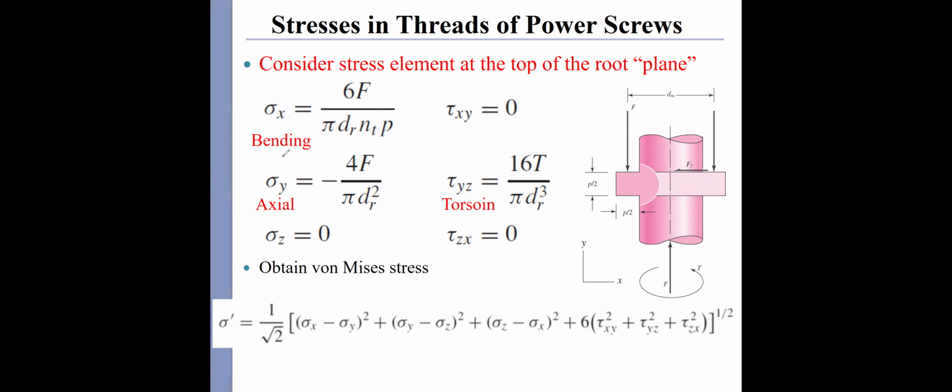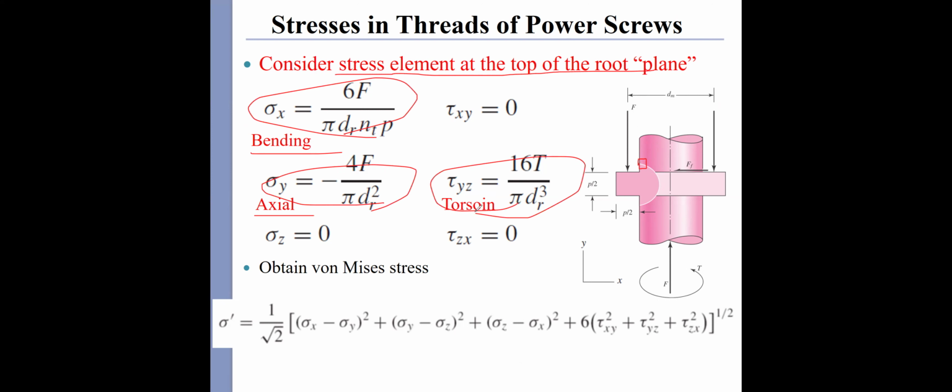Okay, so for this stress element at the top of the root plane here, we have to take those stresses into account: bending, axial, and torsion. And the difference between the stress element and the critical element: the critical element, let me change the color, is right here.